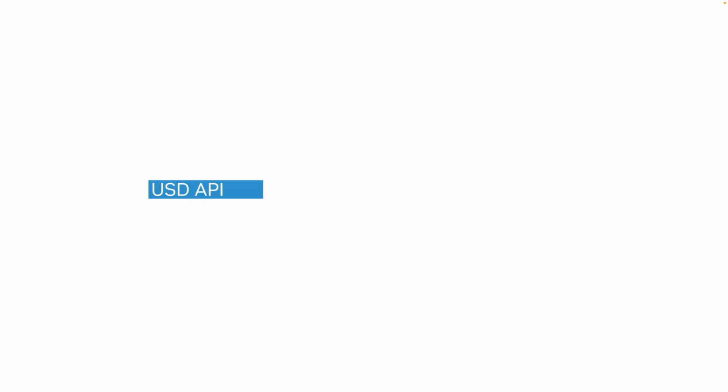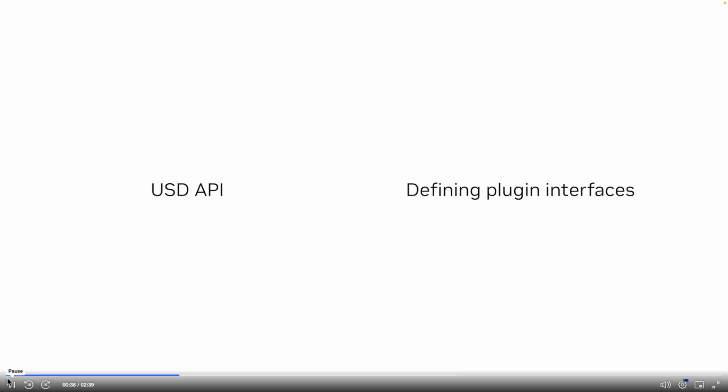USD's API consists of many modules with varying purposes, including authoring, reading, and composing USD data, imaging composed scenes, defining plugin interfaces for extending USD's capabilities, and more. When authoring or querying USD data, you will almost always use a few common USD modules, such as USD, SDF, and GF, along with some schema modules.